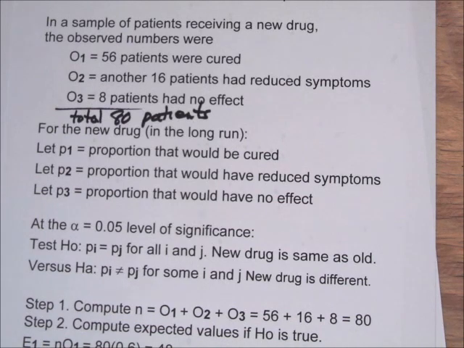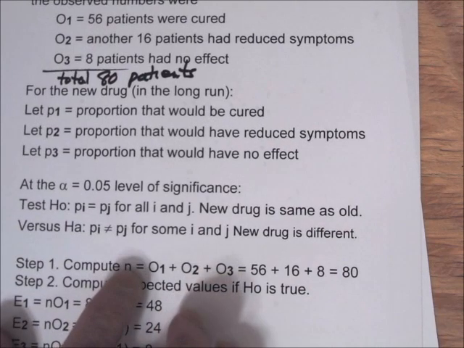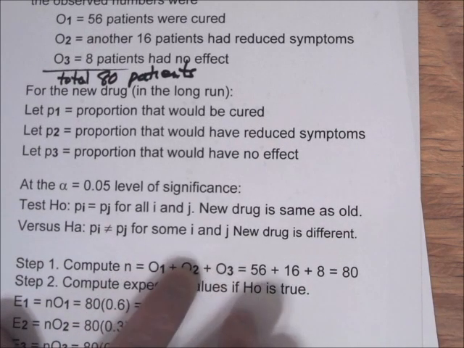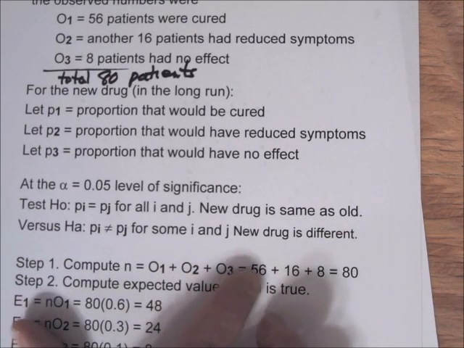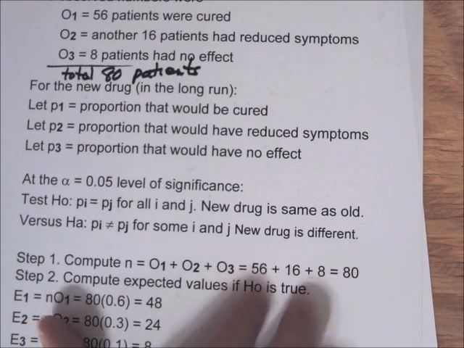So we want to, at the alpha 0.05 level of significance, test H0: Pi equal Pj for all i and j. The new drug is the same as the old, versus Ha: Pi not equal to Pj for some i and j. The new drug is different than the old. So the sample size n, O1 plus O2 plus O3, is 56 plus 16 plus 8 is 80.